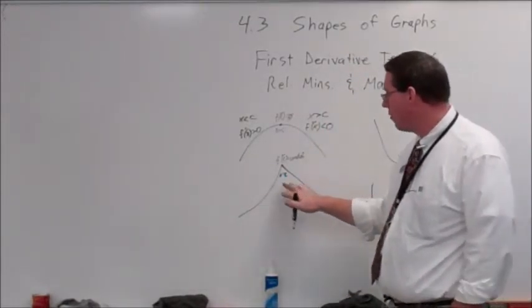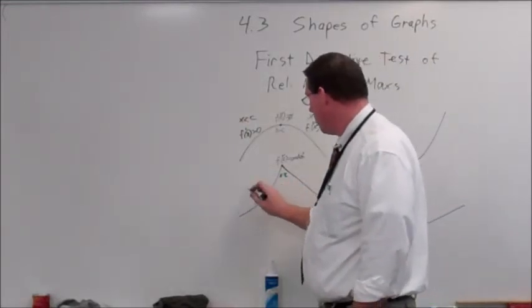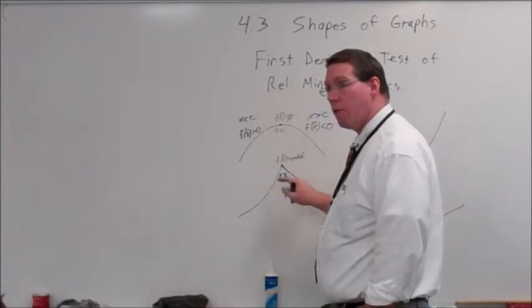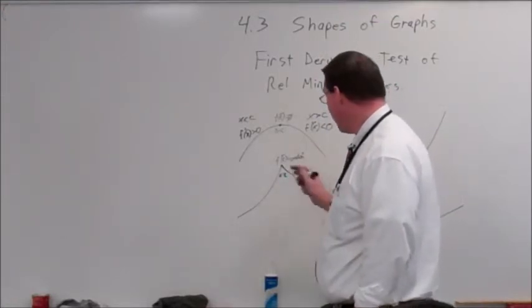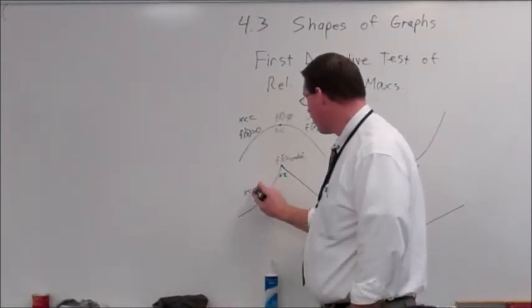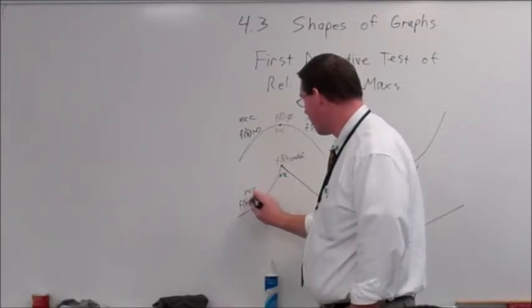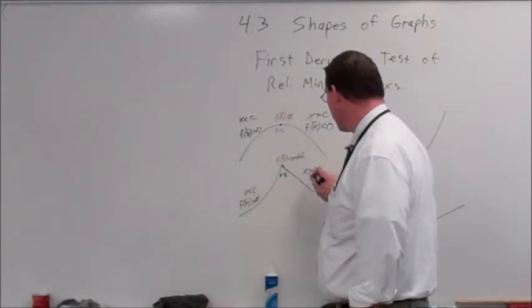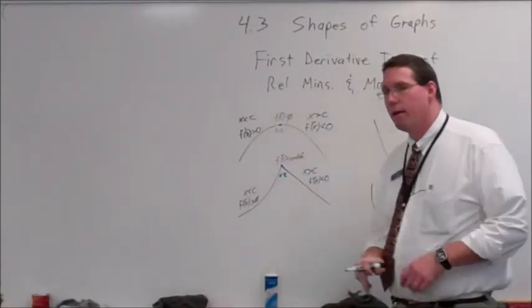What about this relative maximum down here? Slope is positive on the left. And what is the slope on the right? Negative. So, for x values less than c, f prime of x is greater than 0. And for x values greater than c, f prime of x is less than 0.